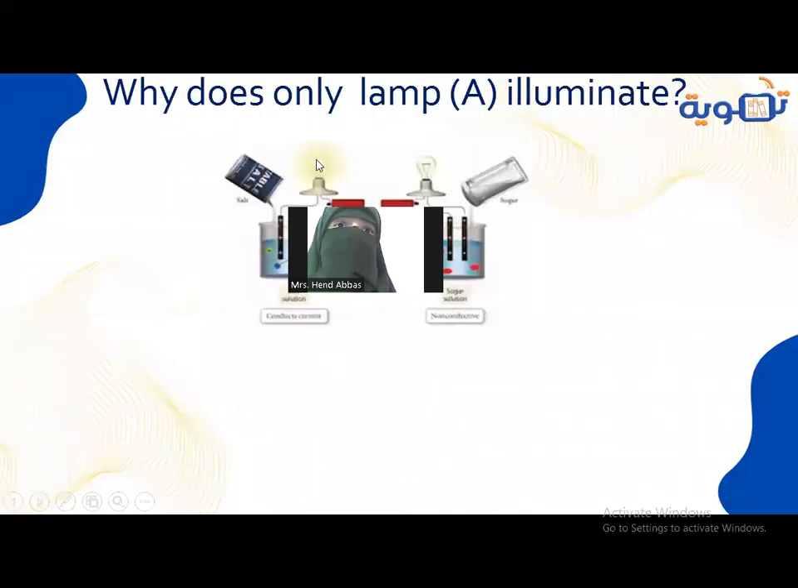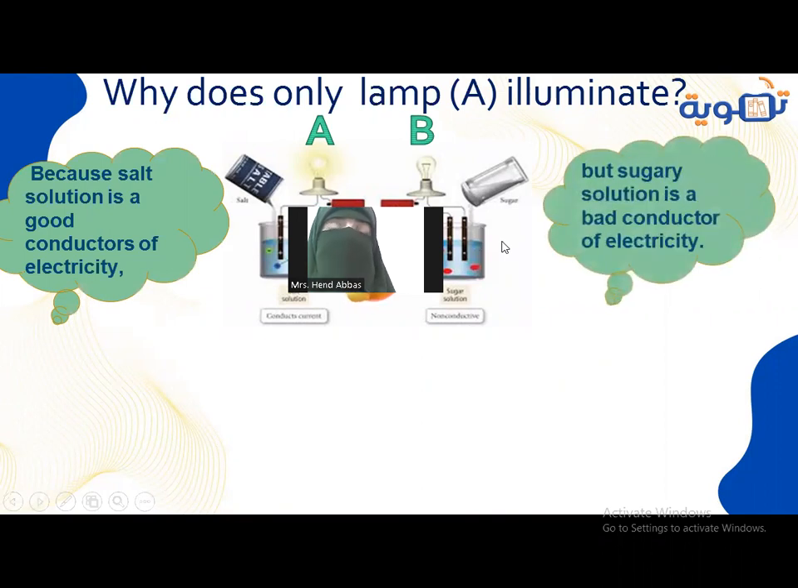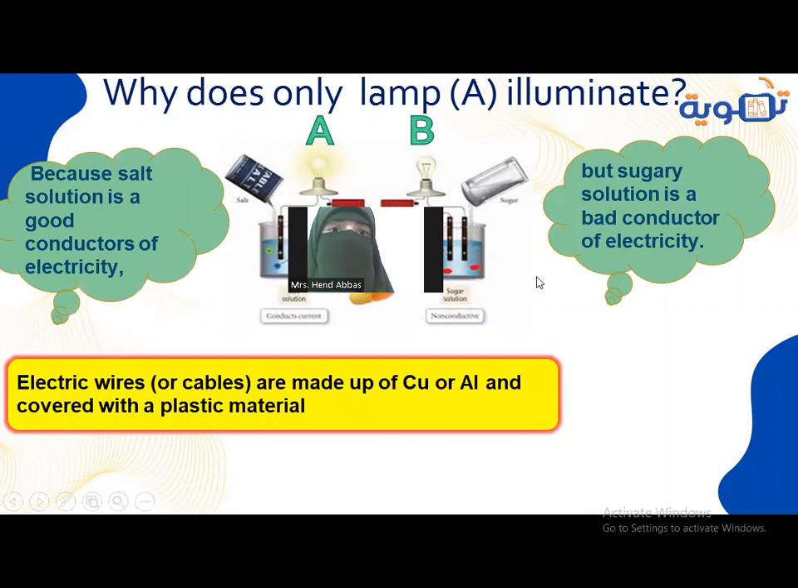Why does only lamp A illuminate? Here we have two circuits, A and B. Because here this is a salty solution, and a salty solution is a good conductor of electricity. While here, this is sugar in water. So a sugary solution is a bad conductor of electricity. So lamp A will illuminate, while B will not illuminate.